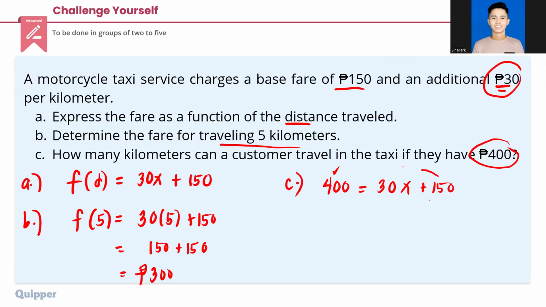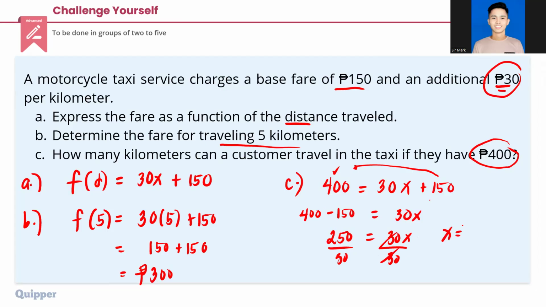So let us transpose 150 to the left side of the equation, giving us 400 minus 150 equals 30x. 400 minus 150 is 250 equals 30x. And then we simply need to divide both sides by 30, to cancel out 30 there. Therefore, x equals 250 over 30. Let me write it first here. And then we can simplify this. This is equivalent also to 25 over 3.